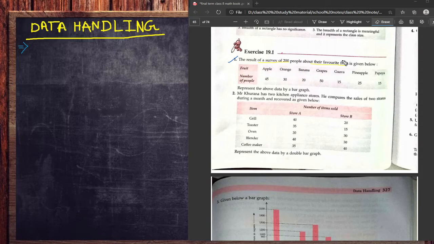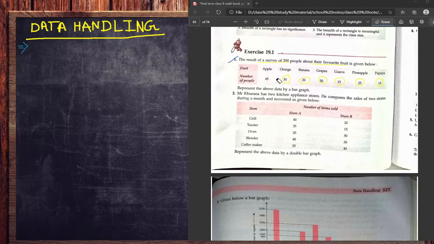As you can see, 200 people joined this survey, and from those 200, 45 like apples, 30 like oranges, 20 like banana, 50 like grape, 15 like guava, 25 like pineapple, and lastly, which is not my favorite either, 15 like papaya. Which one is your favorite fruit? Write in the comment section.